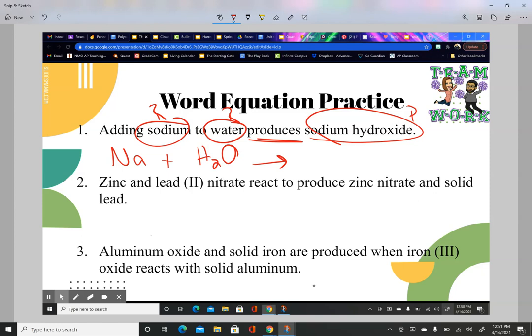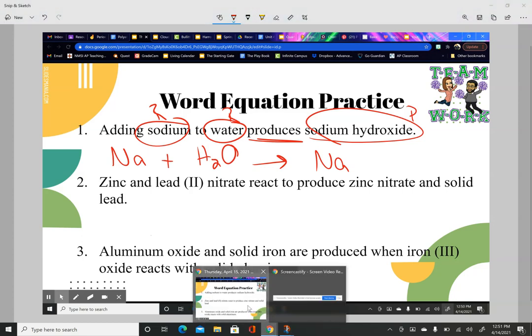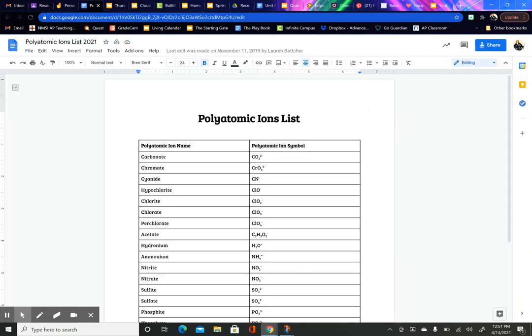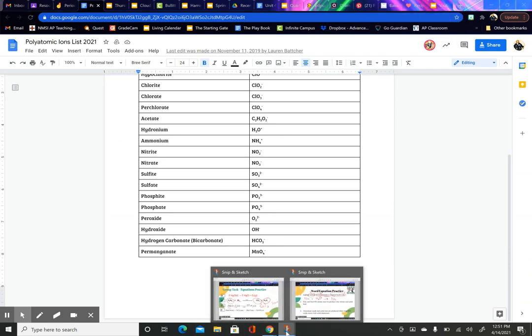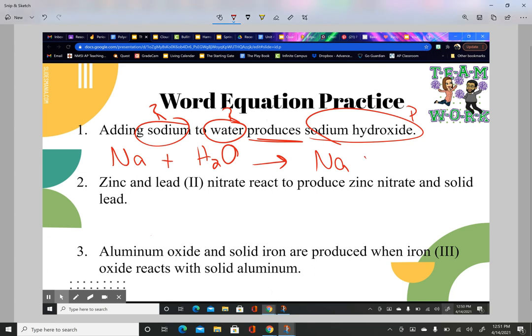However, when I make sodium hydroxide at the end, I know that sodium is Na because I just wrote it, and hydroxide is a polyatomic ion. When I go to my polyatomic ion list, I find that hydroxide is OH, and it has a -1 charge. So when I put it down, I'm going to put OH. And remember how we wrote these, parentheses with a -1 outside of it.